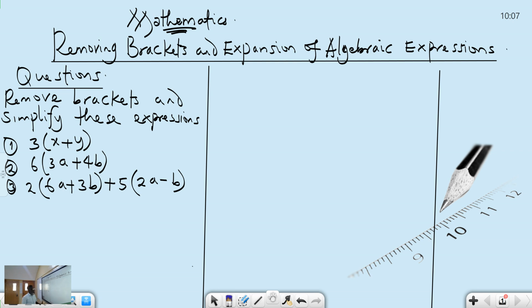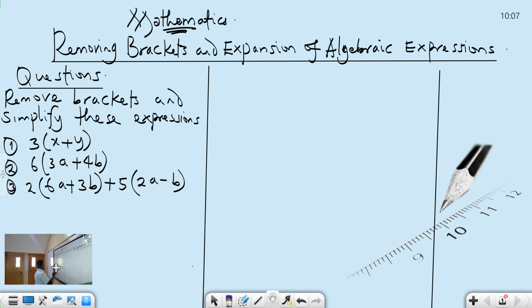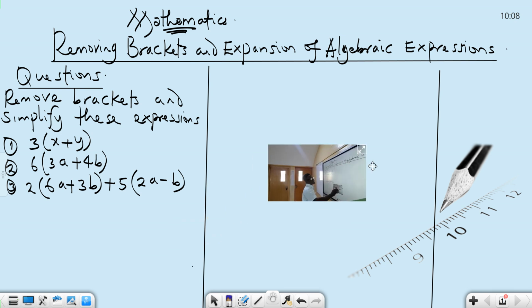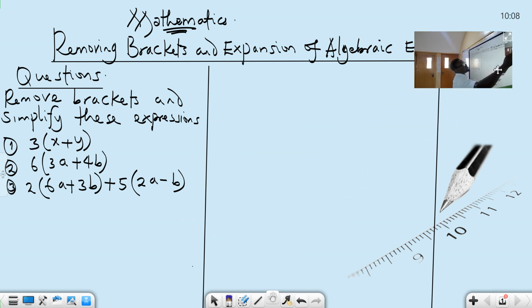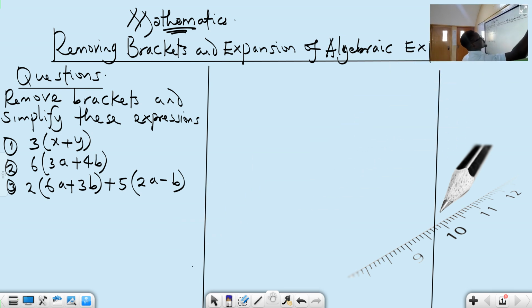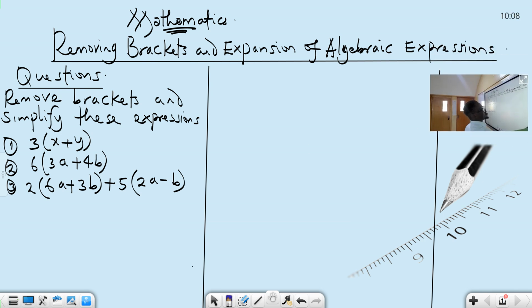So today, on this episode, I'll be exposing us to algebra: algebraic expressions, expansion of algebraic expressions, and removing brackets. When we talk about algebra, it's a crucial aspect of mathematics that has to do with the representation of numbers with letters and symbols. So in the case where we don't deal with numbers, we deal with letters and symbols.